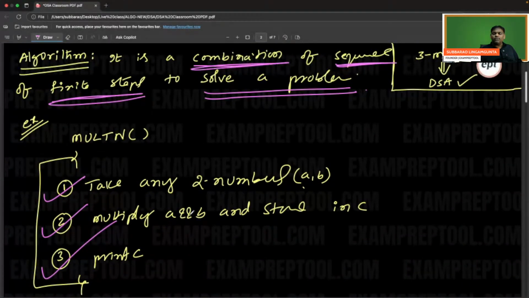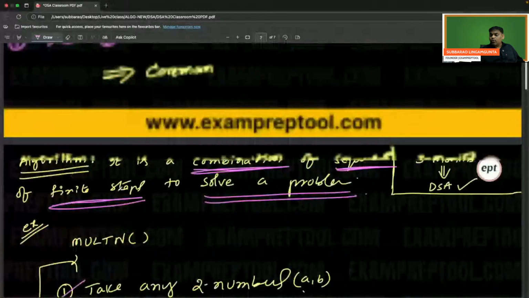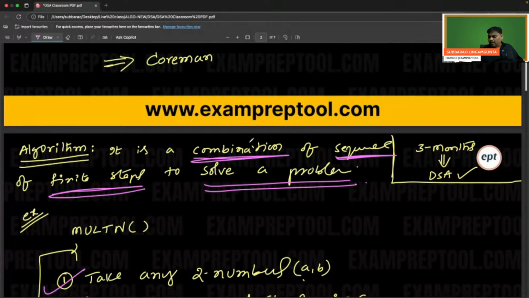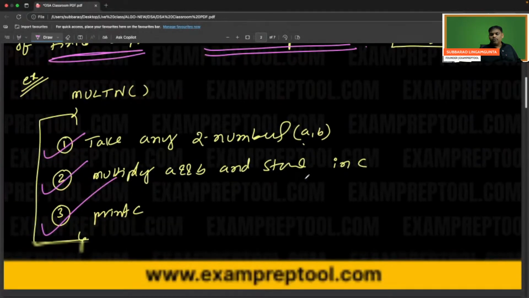It is a combination of a sequence of finite steps to solve a problem. I gave one example. When you say algorithm, see this one, a combination of 3 steps. Combination of these statements, everything is compulsory. And the sequence is also most important. And the number of steps is finite. Finally, it should solve your problem. See, there are 4 keywords I have written: a combination of a sequence of finite steps to solve your problem.